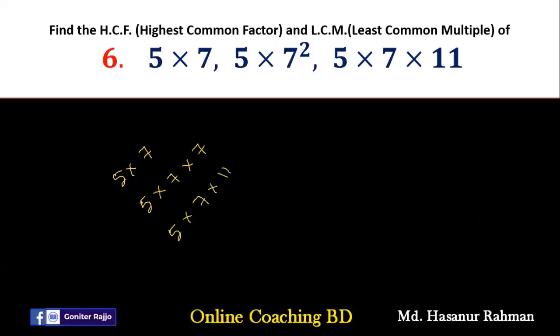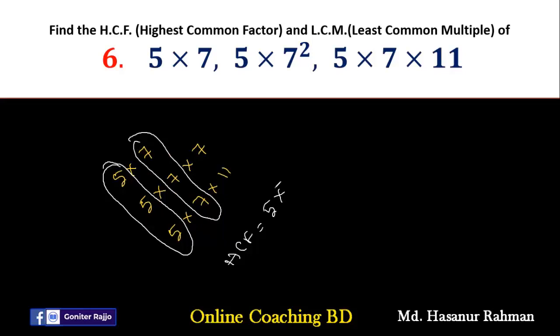So simple. Now find out the HCF. HCF means highest common factor. Look, this 5 is common in every number. So we can take 5. This 7 is common in every number. So we can take 7. So 5 times 7, 35, will be our answer.